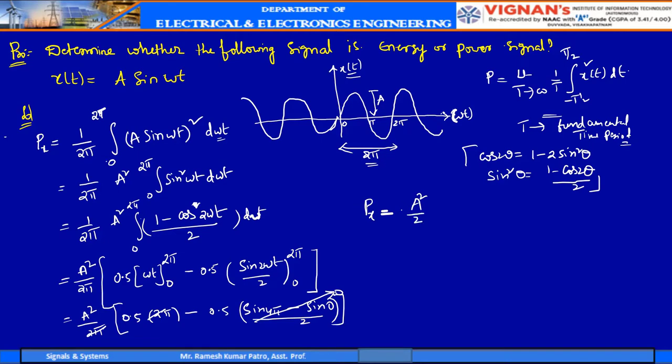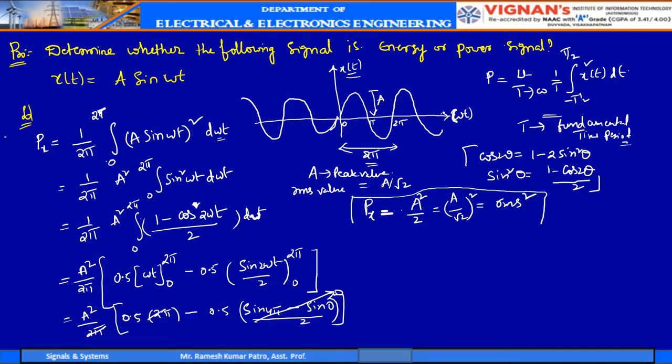But what is this A here? A is the peak value. Then what is the RMS value? RMS value is equal to A by root 2. So this A square by 2 can be rewritten as A by root 2 whole square, which can be written as RMS square. So the power of a sinusoidal signal of amplitude A is nothing but its RMS square. This is an important conclusion that we have derived while solving this problem.